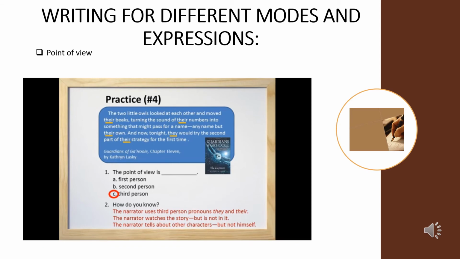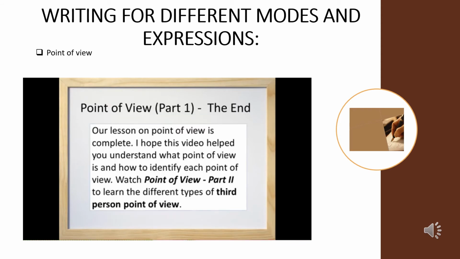When the narrator is watching the story and not in it, and talking about other characters but not himself using third-person pronouns, that means that the narrator uses third-person point of view. The end. Our lesson on point of view is complete.